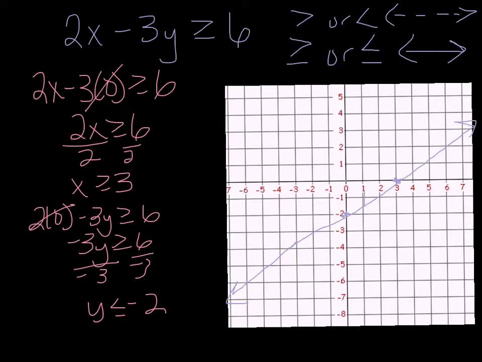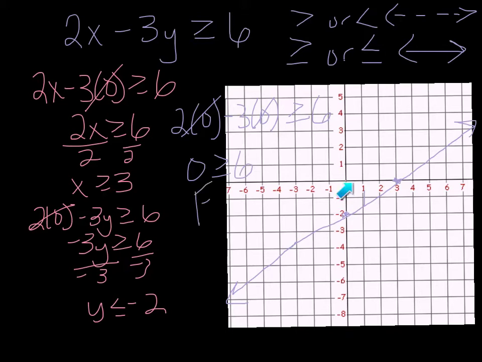So I have 2, x is 0, minus 3, y is 0, greater than or equal to 6. Now that's 0 and that's 0. So I end up with 0 is greater than or equal to 6. Is that a true or a false statement? That is a false statement.